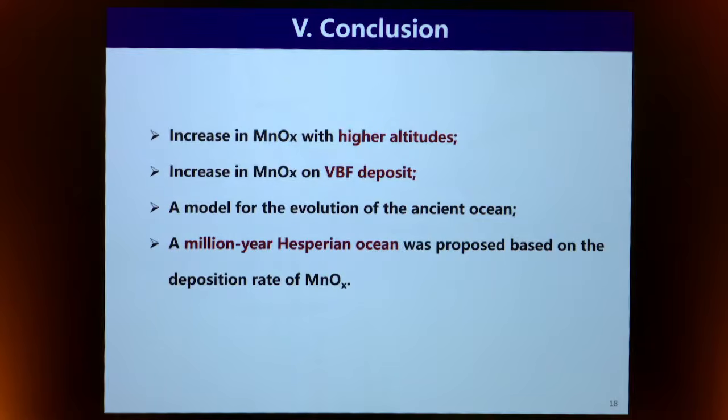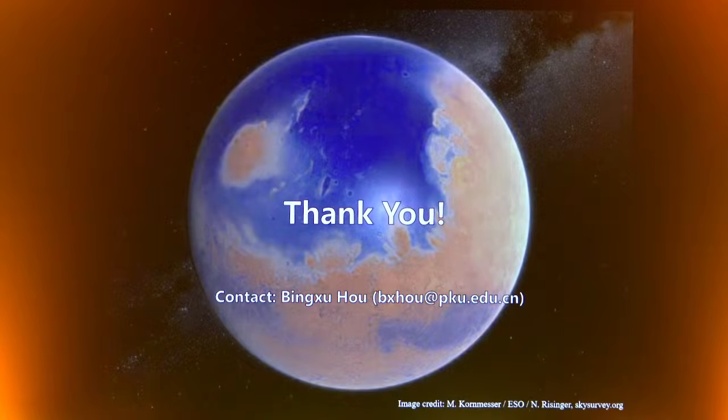And here are the conclusions. We have found an increase in manganese hydroxides with higher altitudes, and we have found an increase in manganese hydroxide on VBF deposits. And we have proposed a model for the evolution of the ancient ocean. And the million-year Hesperian ocean was proposed based on the deposition rate of manganese hydroxide. And that's all. Thank you for your attention.